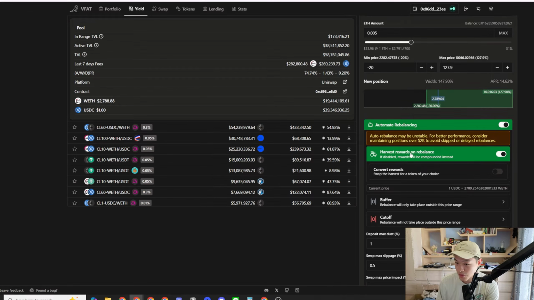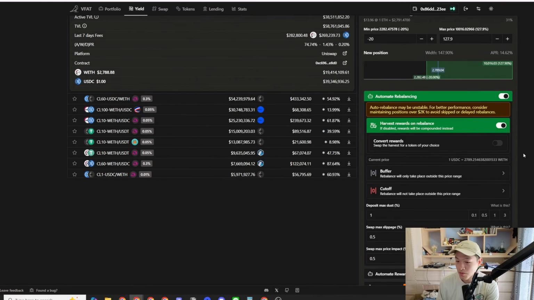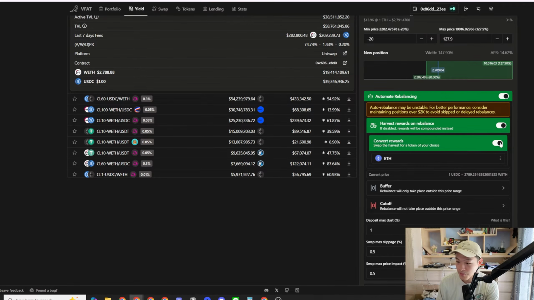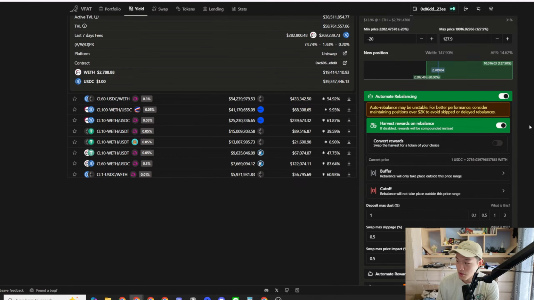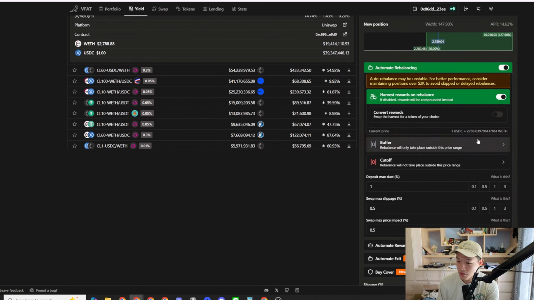And you could choose if you want to compound your rewards or harvest your rewards separately when you rebalance. And then if I take this on, my reward would be harvested separately when you rebalance. And then I could also choose if I want to convert my reward into Ethereum, USDC, or whatever tokens I'm bullish on as well. Or turn it off if you just want to collect whatever Ethereum and USDC you earn.